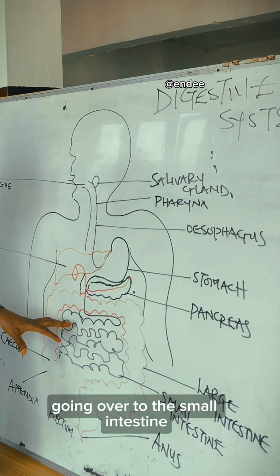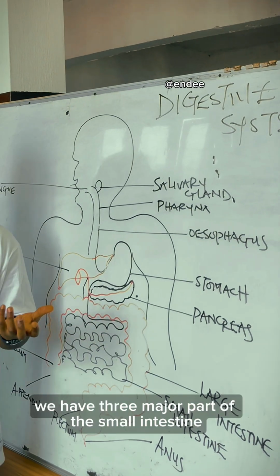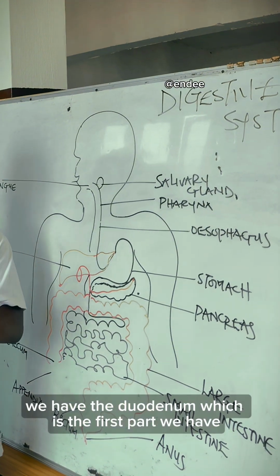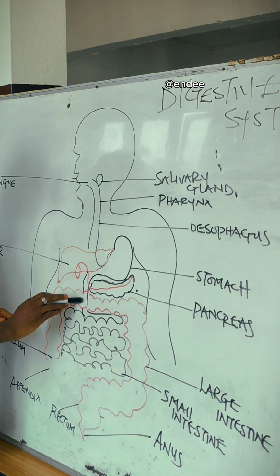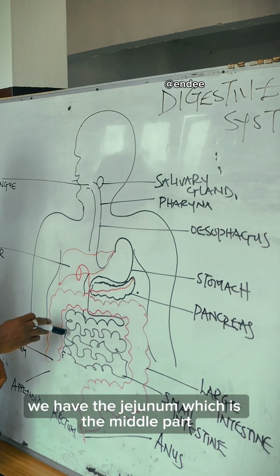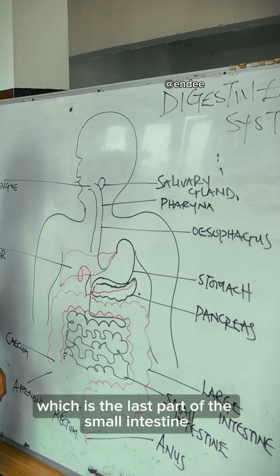Going over to the small intestine, we have 3 major parts of the small intestine. We have the duodenum, which is the first part, and it should be located here. We have the jejunum, which is the middle part, and we have the ileum, which is the last part of the small intestine.